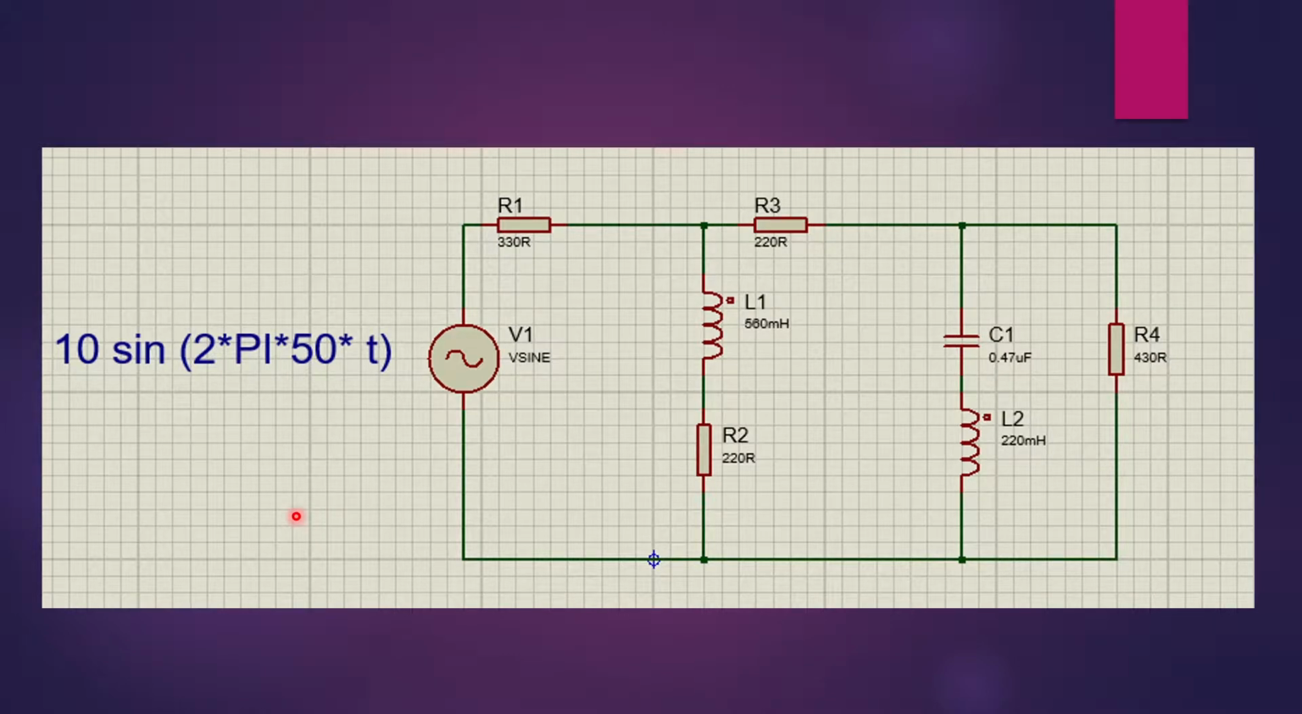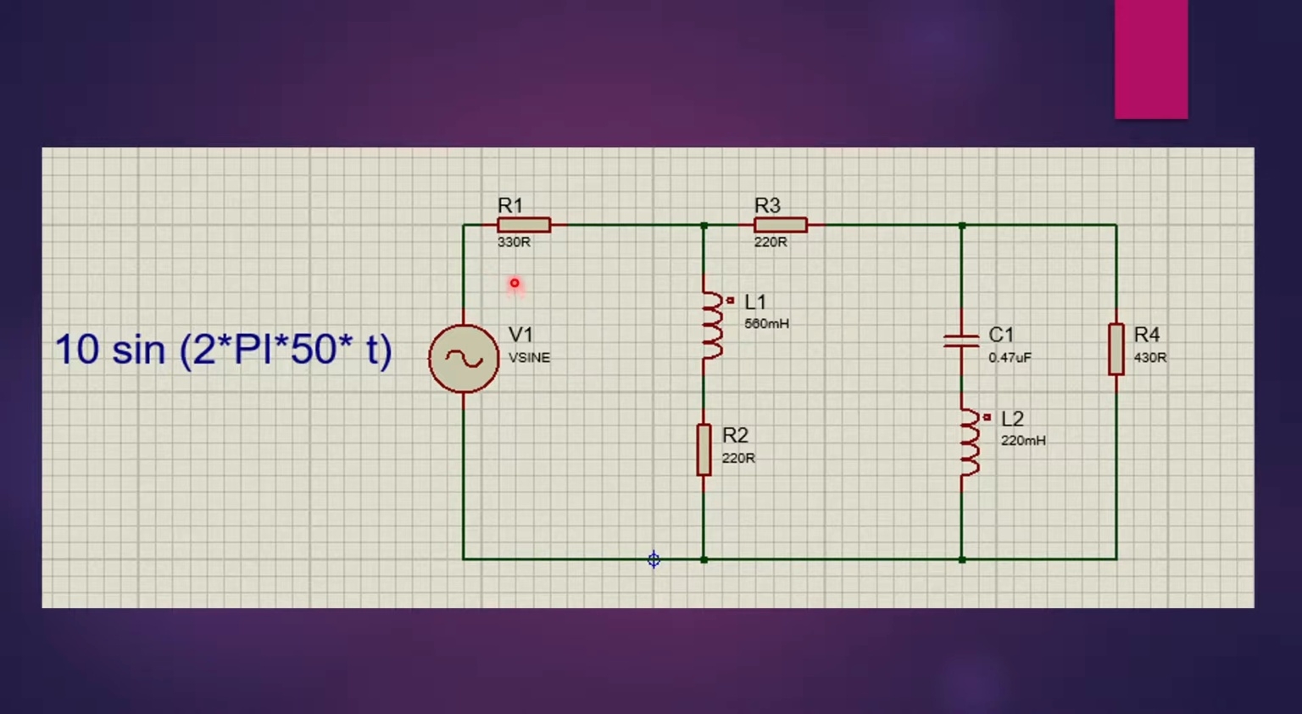So we will now talk about the circuit. First of all, the AC source that we choose is 10 volt amplitude and the frequency is 50 Hz. So the equation for the source is 10 sine 2 pi 50 t. And this is our circuit. It contains 4 resistors, 2 inductors and 1 capacitor.